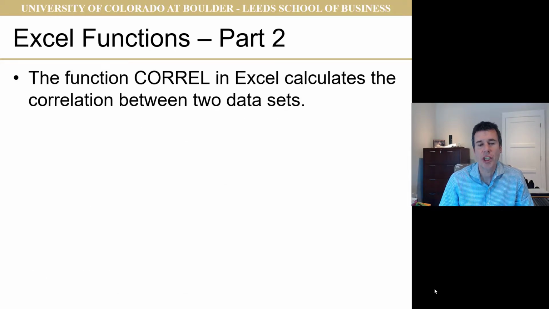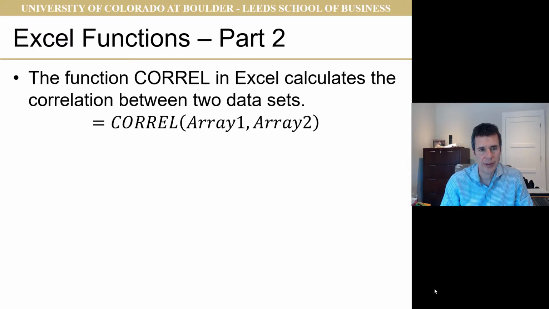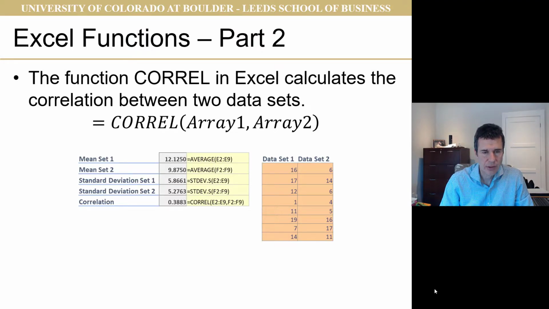Now there's also a function correl, C-O-R-R-E-L, in Excel that calculates the correlation between two data sets. It takes in two arrays, two sets of data, and we can calculate. So here's an Excel example. We've got the mean of the first set, so it's the average of E2 to E9, which is data set 1. The mean of the second set, which is the average of F2 to F9. Standard deviation of the first set, stdev.s, E2 to E9. Standard deviation of the second set, stdev.s, F2 to F9, and correlation, which is correl, C-O-R-R-E-L, and then E2 to E9, the first data set, and F2 to F9, the second data set.